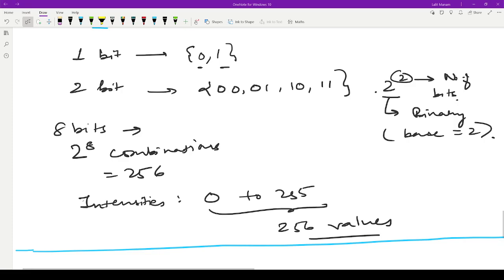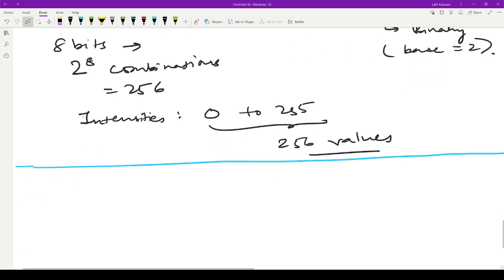Is it fine? Total combinations will be 2 to the power of 24. That's the total number of different colors that you can specify. Okay. Thank you so much.